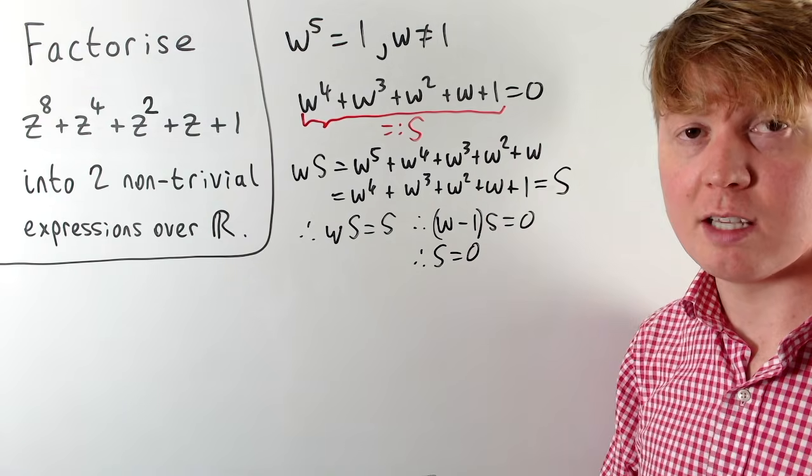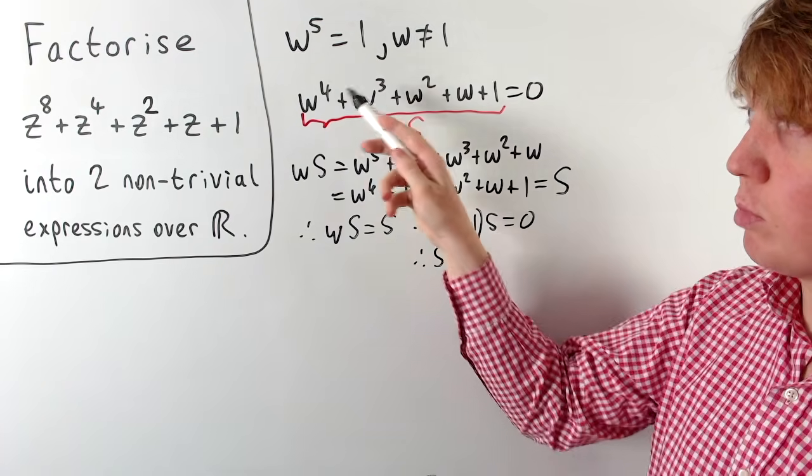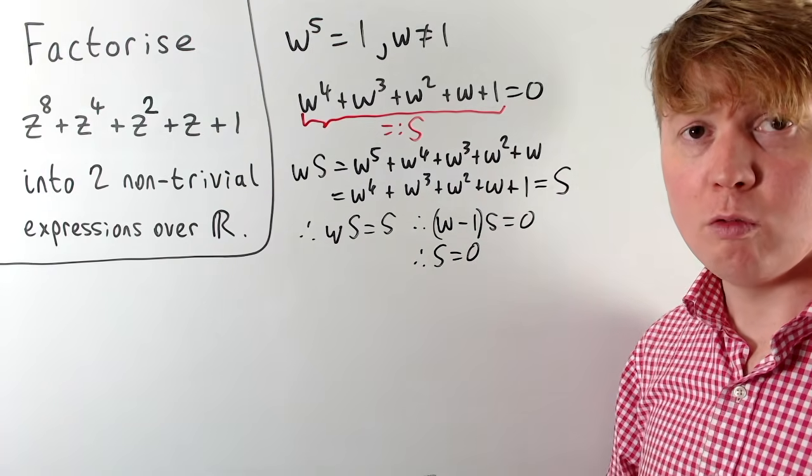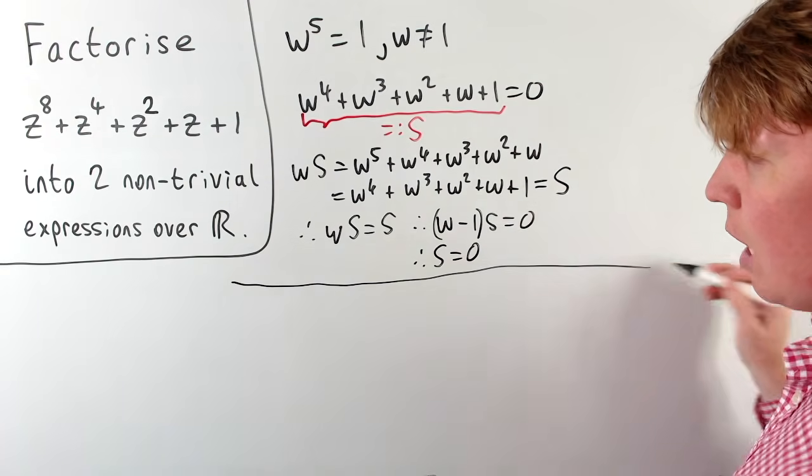And you can imagine how we could generalise this if we went for our nth complex roots of unity, where the sum would go up to n minus 1, replacing the 4 by n minus 1 and the 5 by n. So how does this help us?